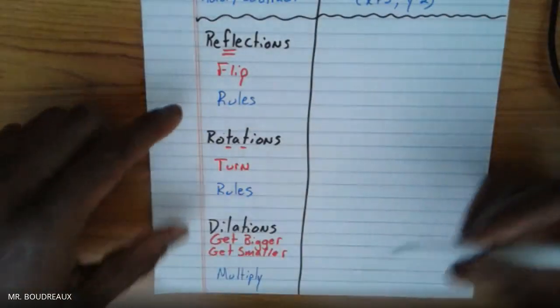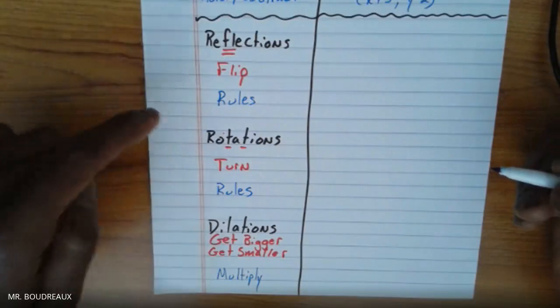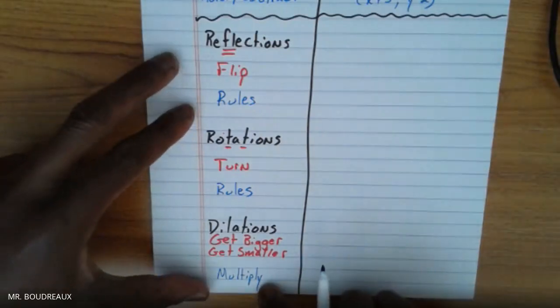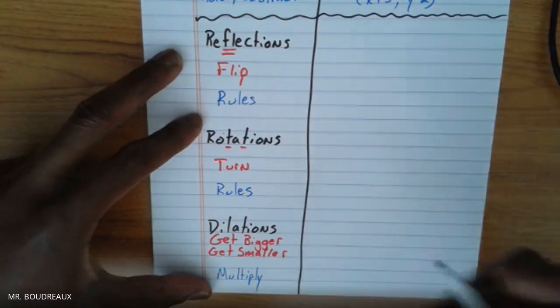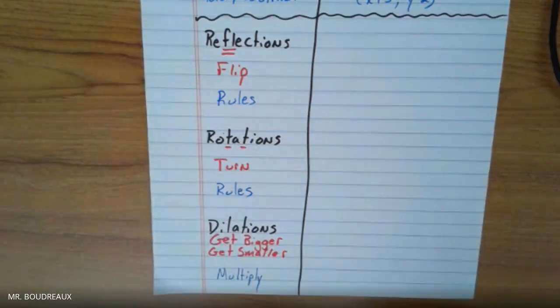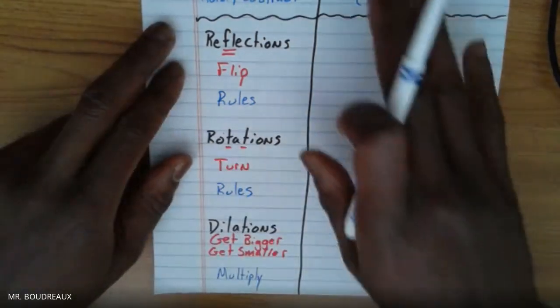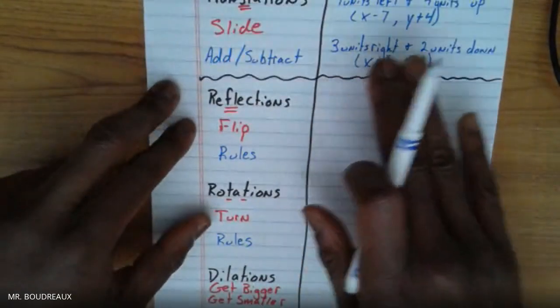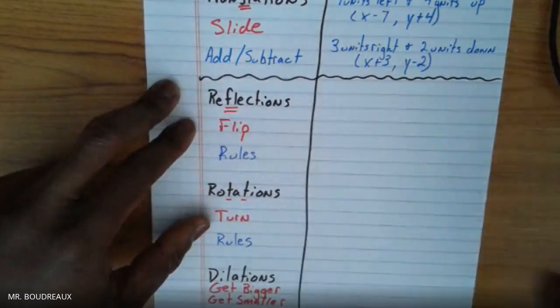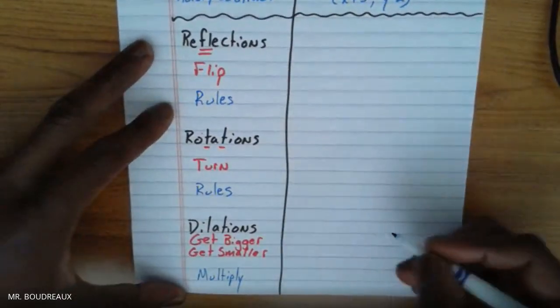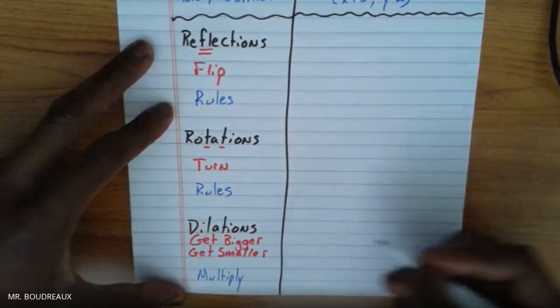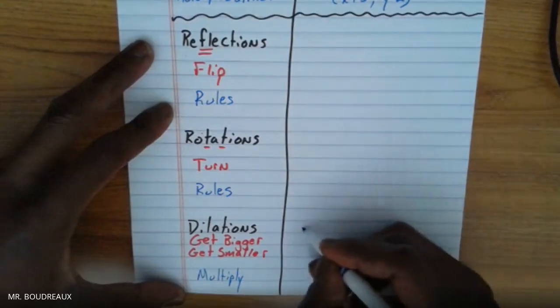When you talk about dilations, it's multiply. It's only multiply. Scale factor is the word that you would use in your descriptions, just like with translations we use the words units left, units right, units up, units down. They would use scale factor. So an image is dilated with the scale factor.